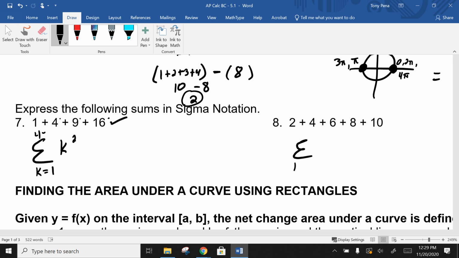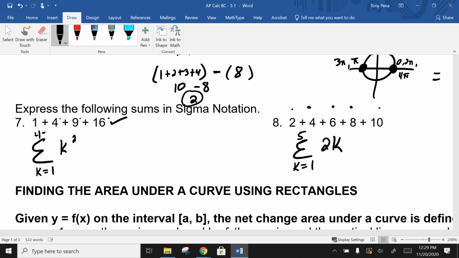So this one, we said we're going to start at 1 just to make things easy on ourselves. Since we have 1, 2, 3, 4, 5 terms, our upper limit better be 5. And then anybody here get this one? Yeah, good. Should be 2k. All right, 2 times 1, 2 times 2, 2 times 3, 4, and 5. That's how we get our 2, 4, 6, 8, and 10.